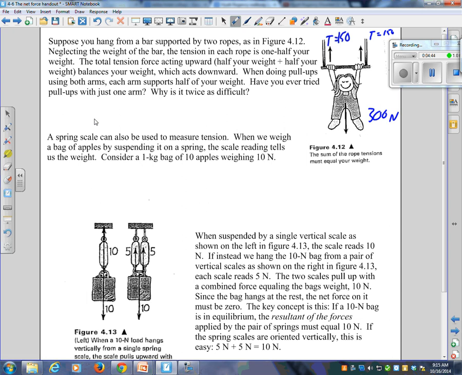Like, a lot of people can do chin-ups, right? But with one hand, can you do it? I can't. I'm feeble. Okay? Because I need one arm to pull all my weight up.